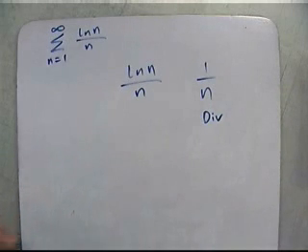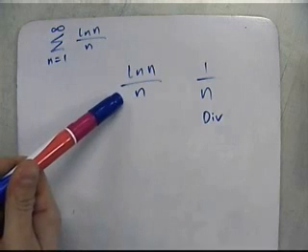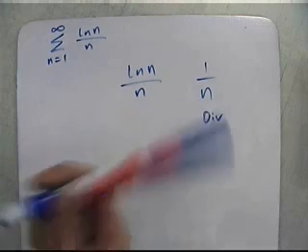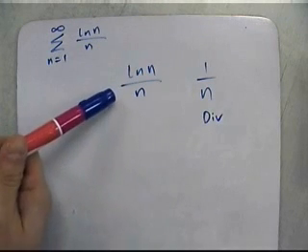Right? So we want to look at the natural log of n over n. We want to see which one's bigger. Hopefully, if this one's bigger, then it will diverge. If it's smaller, then we don't know. Maybe we need to pick a different thing here. So we have to figure out if this one's bigger or not.